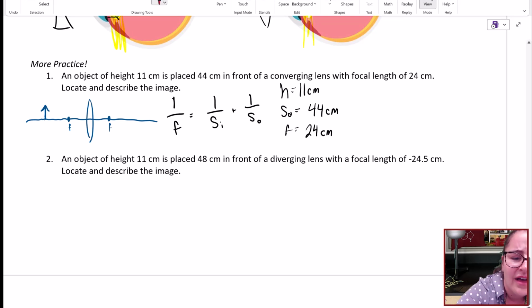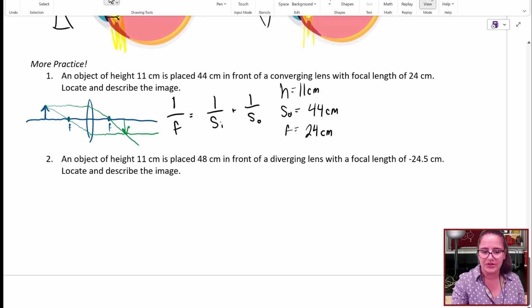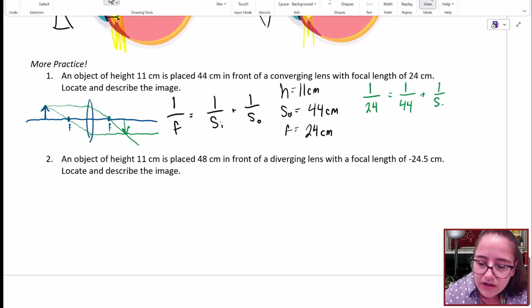I'm going to do a very rough sketch of our rays here. We would go parallel and refract through that focal point, and we would go through that focal point and refract parallel. So I'm guessing that image should be somewhere between f and c, 2f. But let's go ahead and calculate it out. We'll have 1 over 24. The image is on the opposite side, so that is the positive side. Our object distance is always going to be positive for lenses, so we just have that 44, and we're solving for the image distance. Okay, go ahead and grab my calculator.